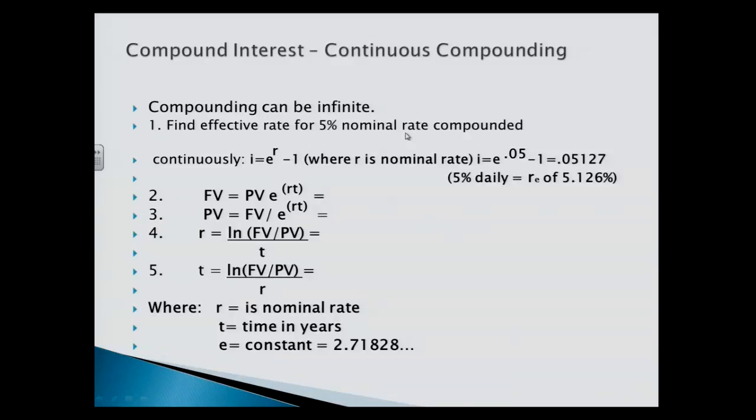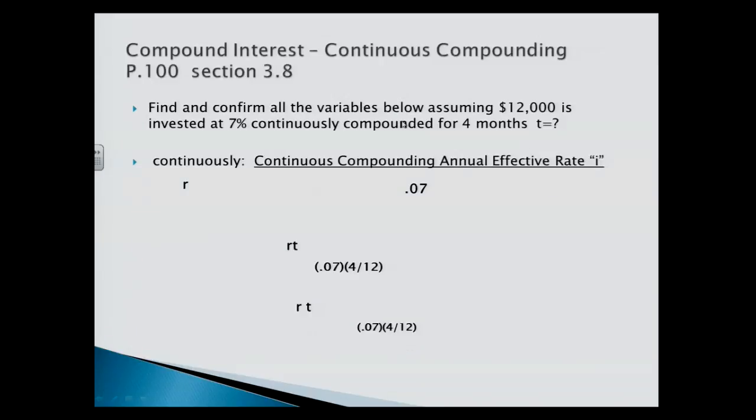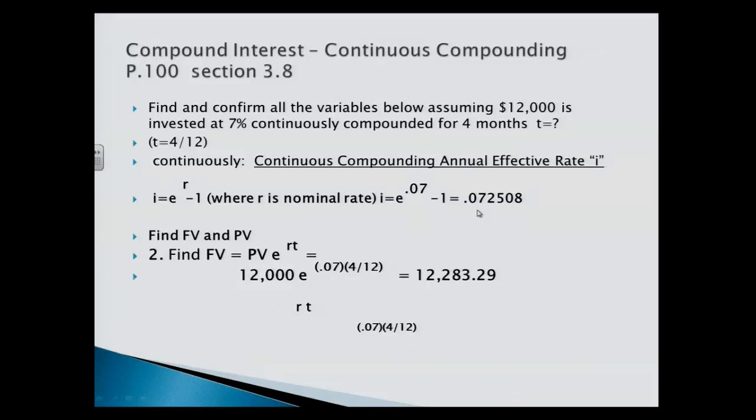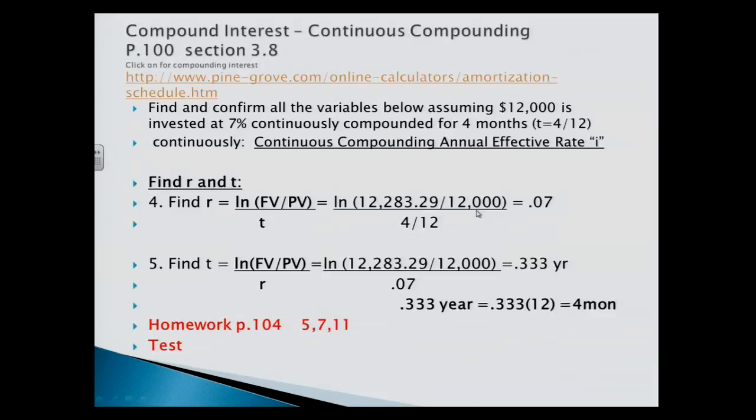Here are all the formulas, which you can write down on your formula sheet. For example, I said 5% daily was 5.126. Continuously, it moves that up to 5.127. So believe it or not, continuous compounding does not increase the interest rate that much. But here are all the formulas to determine future value, present value, the rate, and the time in continuous compounding. And what I'd like you to do is pause it and go through these next examples and calculate the continuous compounding.